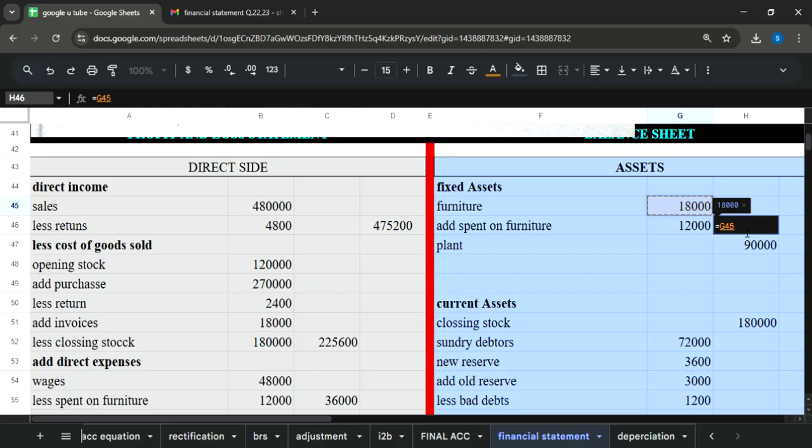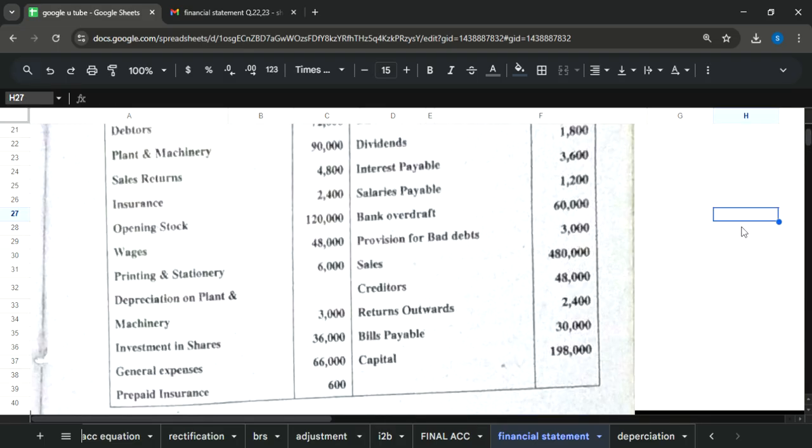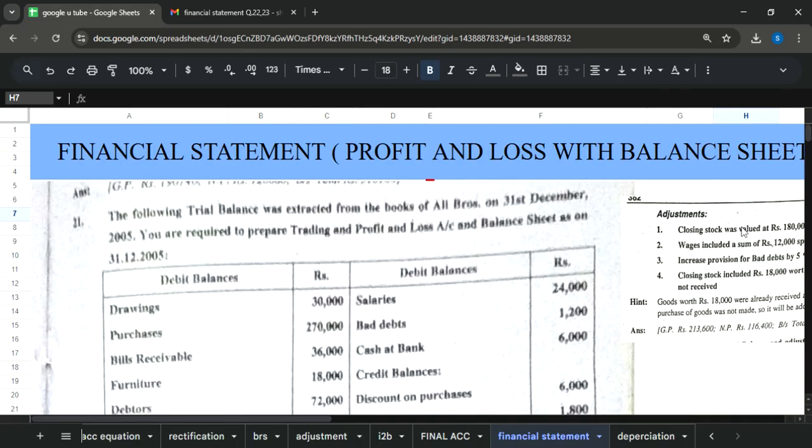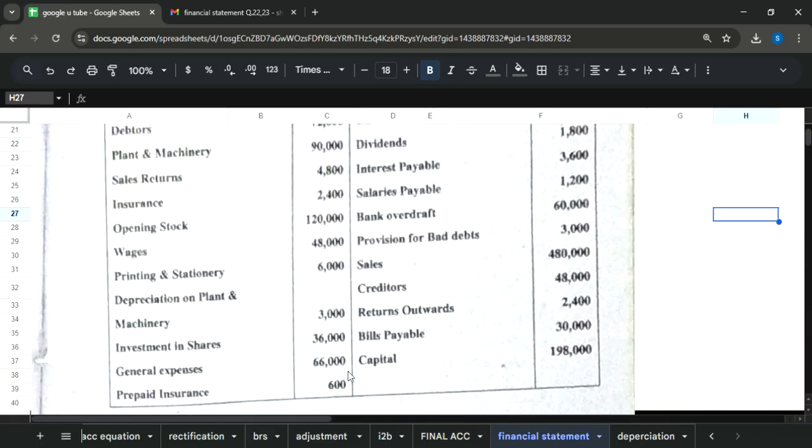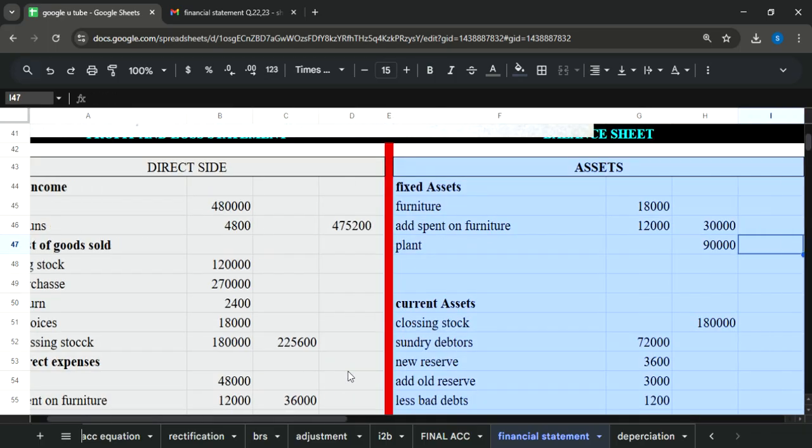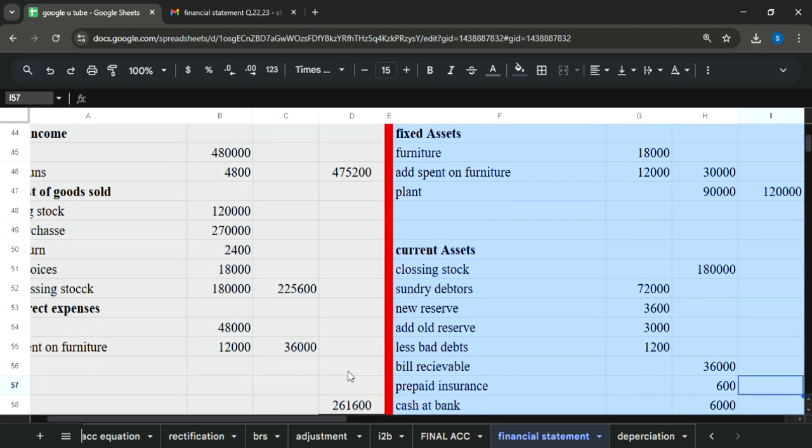Here furniture was 18,000, spent on furniture amount was 12,000, so we have got 30,000. Once again we'll have to see amount of furniture. Yes, it is 18,000, and now we can calculate total of fixed assets. That is done. Next step is to see our current asset, for which we will complete our debtors.